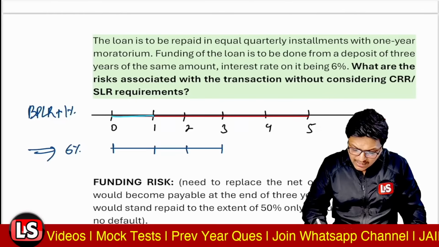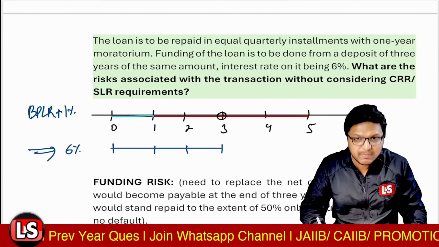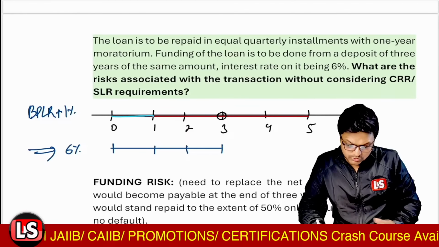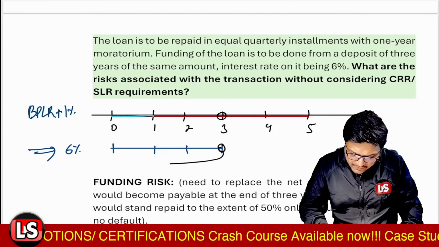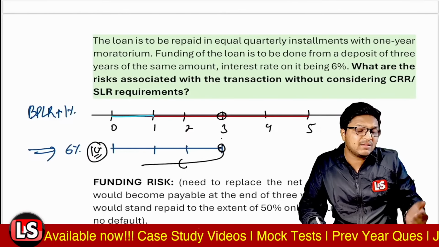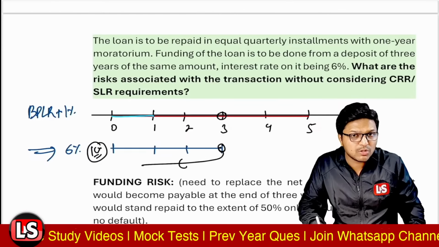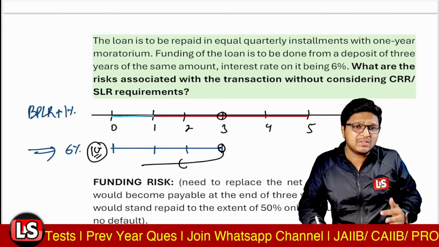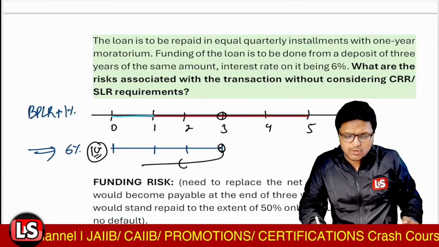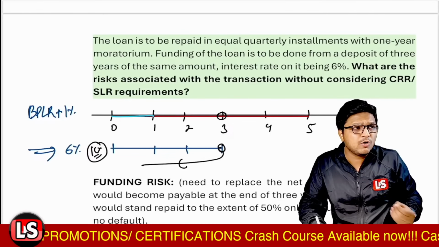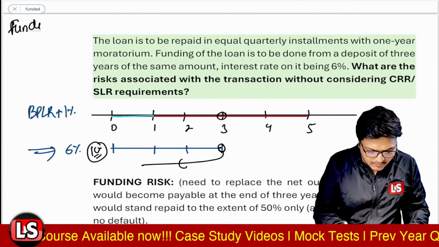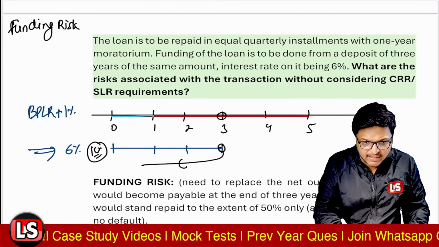Why is funding risk there? Because after the 3 year period, we need to replace the net outflows. After 3 years, this deposit amount will be repaid. We have rupees 1 crore of deposit, and after 3 years the person may take back the deposit, and we may not be able to procure the same amount of deposit from the market, and we'll have lesser liquidity with us. Moreover, we have already lent the money into the loan account. So after 3 years, I will have to arrange rupees 1 crore, right? That will be the funding risk.